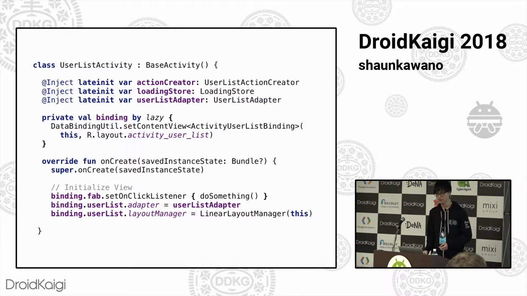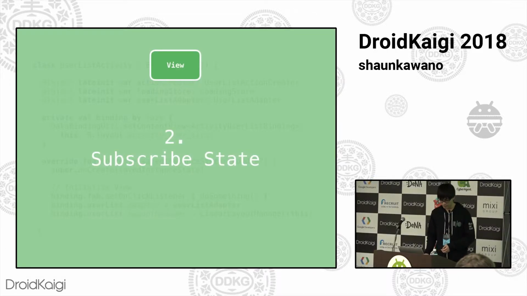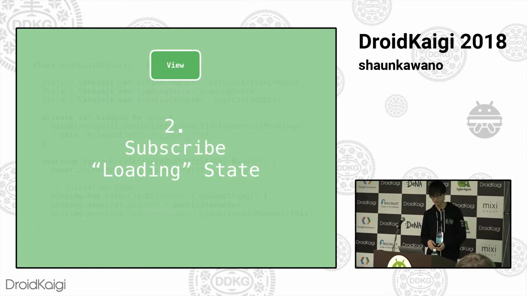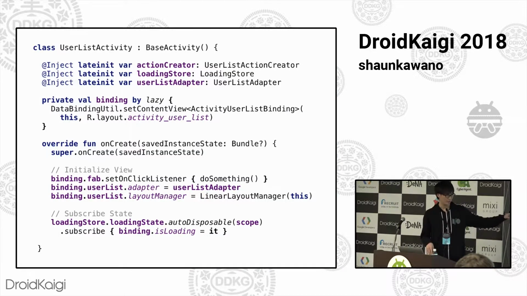So first, initialize view. This is something that we always do, like we set on-click listener, or we initialize layout manager and add it to recycler view, and so on. It's a simple thing. And subscribe state. Let's say we subscribe to loading state. Don't worry, I'm going to explain it later. But we have what's called loading store. And we subscribe to loading state using auto-disposable to automatically dispose the observable on activity's onDestroy lifecycle. And we add the value to the isLoading variable to toggle the progress bar visibility.